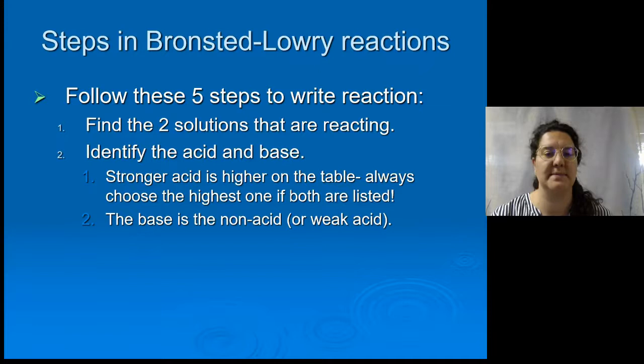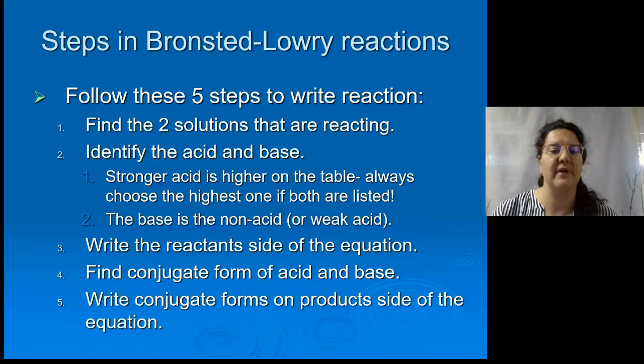So we're going to follow these steps in a Bronsted-Lowry reaction to write our acid-base reaction. We're going to find the two solutions that are reacting and identify the acid and the base. The stronger acid is going to be higher on the table. So if both are listed on our acid table, we're going to choose the one that's higher up and label it as the acid. The other solution is going to be our base, or it could be a weak acid, but we're going to identify it as our base. Now we're going to write the reactants side of the equation. We're going to find the conjugate form of the acid and the base, and we're going to write them on the products side of the equation.